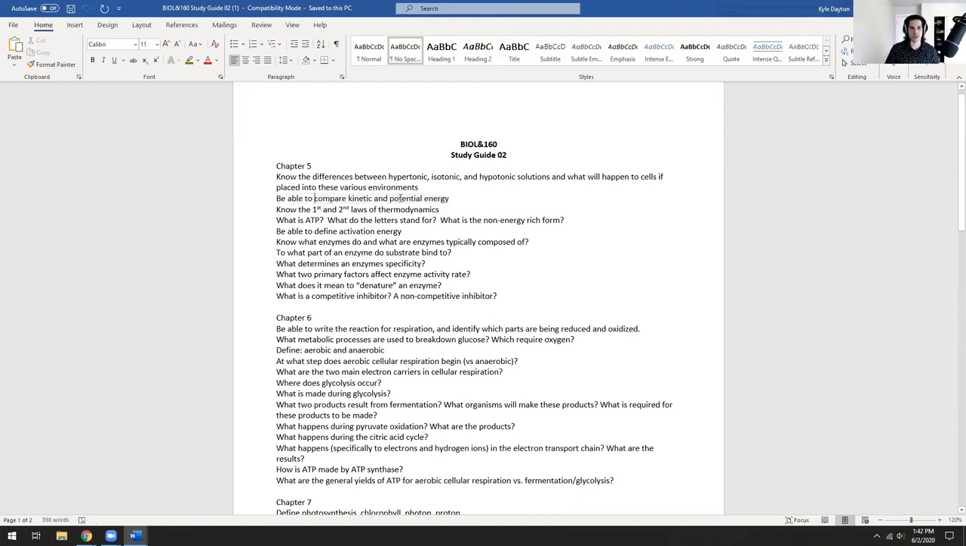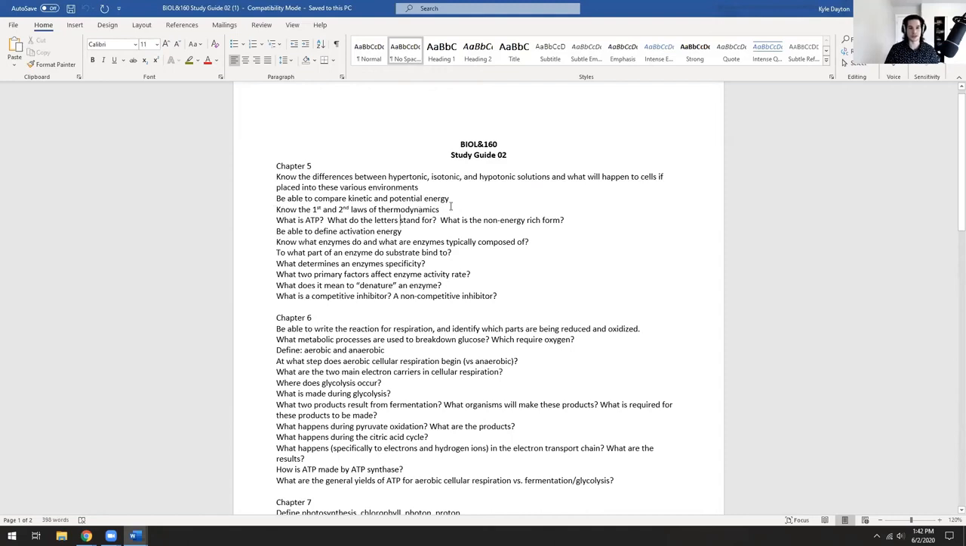Be able to compare kinetic energy and potential energy. So kinetic energy is the energy of movement, potential energy is energy that can be used. So ATP is an example of potential energy, or just simply an electron gradient is an example of potential energy, or a ball on top of a hill. That's an example of potential energy.